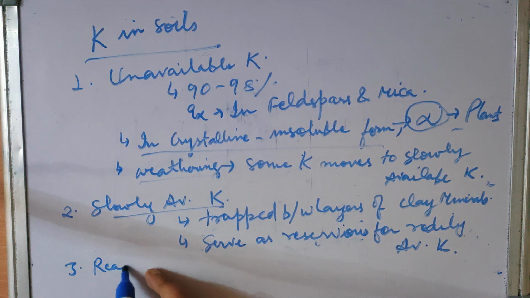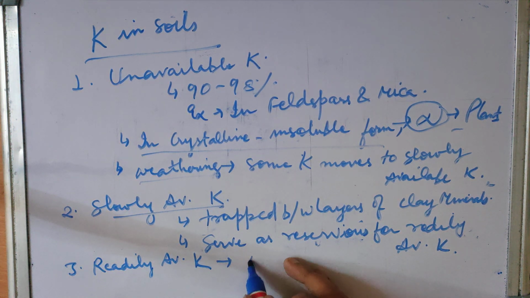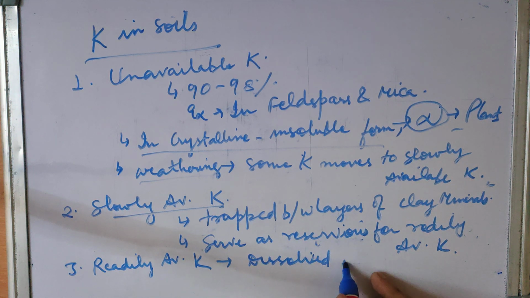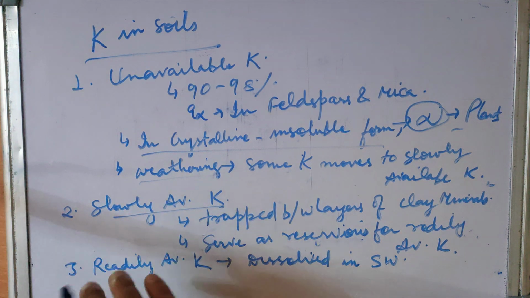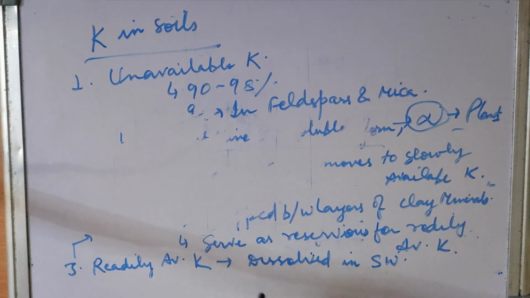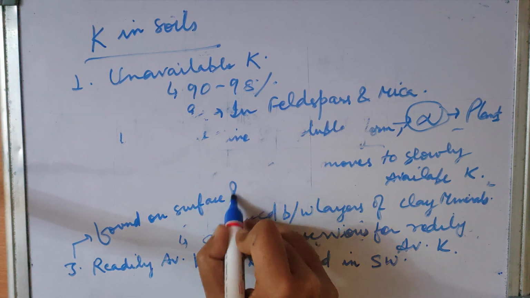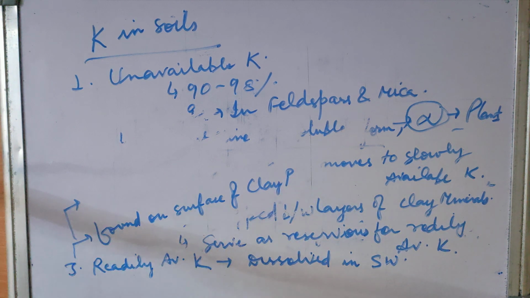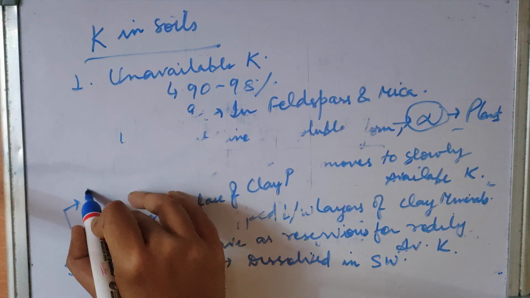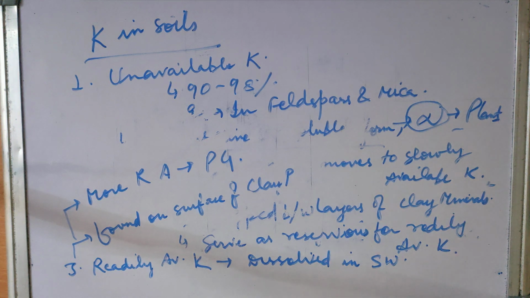Number 3 is readily available K. These are dissolved in soil water and found on the surface of clay particles. These are more readily available for plant growth. So this was potassium in soil, 3 types. Hope you all understand it. Unavailable, slowly available and readily available.